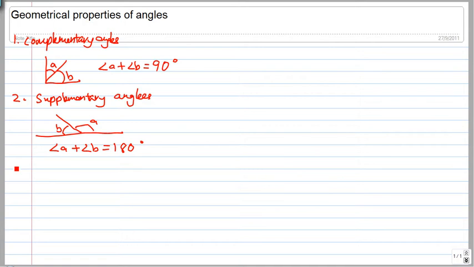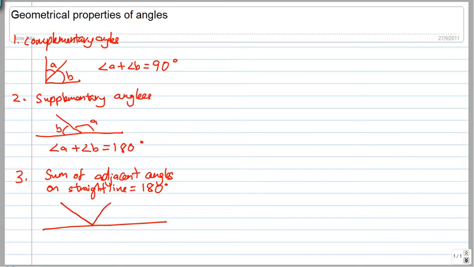So, next. Number three would be sum of adjacent angles on a straight line. Sum of adjacent angles on a straight line is equal to 180 degrees. So if you have a straight line, and you've got angle A, angle B here, and angle C, angle A plus angle B plus angle C is equal to 180 degrees. Alright.